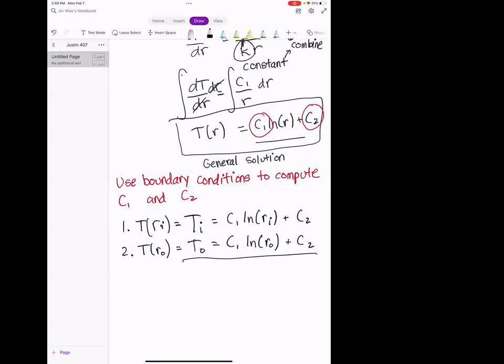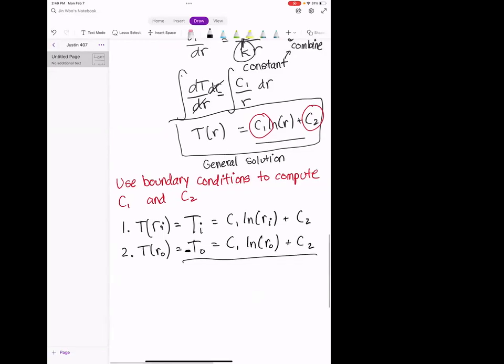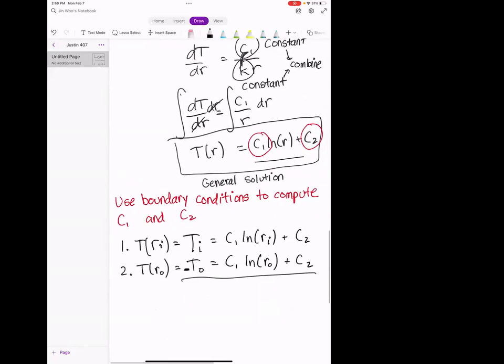Okay, so let's come back to this problem now. For this problem, we have these two equations, and we're going to need them to solve for the two unknowns, C1 and C2. We're going to do the trick that we used at the end of the lecture last time, where we subtract these two equations from each other. We take the entire first equation and subtract the entire second one. On the left-hand side, what we get is Ti minus To.